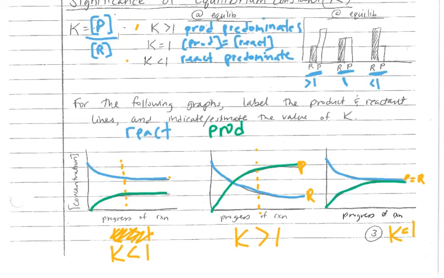So you could have questions that give this to you in a graphical form, whether it be a line graph like this or a bar graph like this, or in terms of numbers, it could give you concentrations of products and reactants at equilibrium, and then ask you, is the K going to be greater than 1 or less than 1? And you can eyeball that.